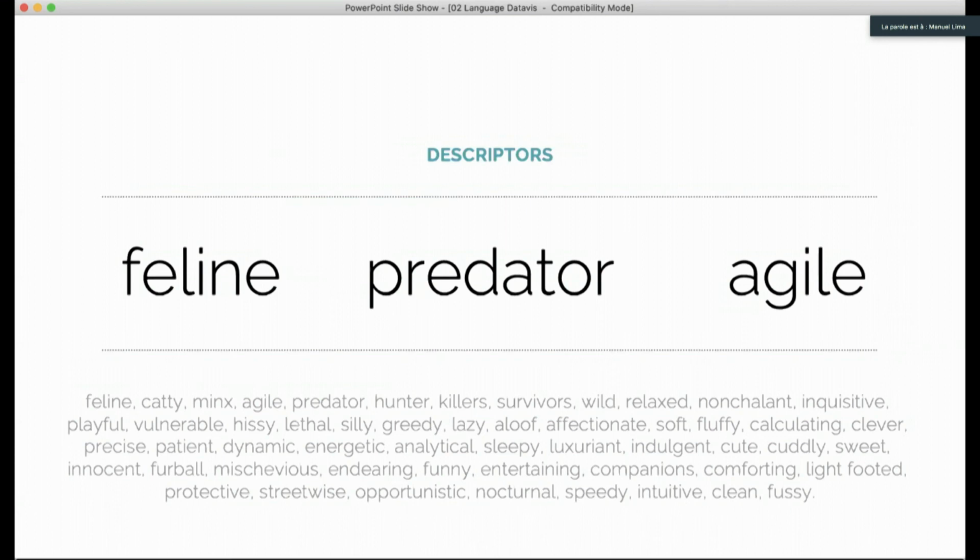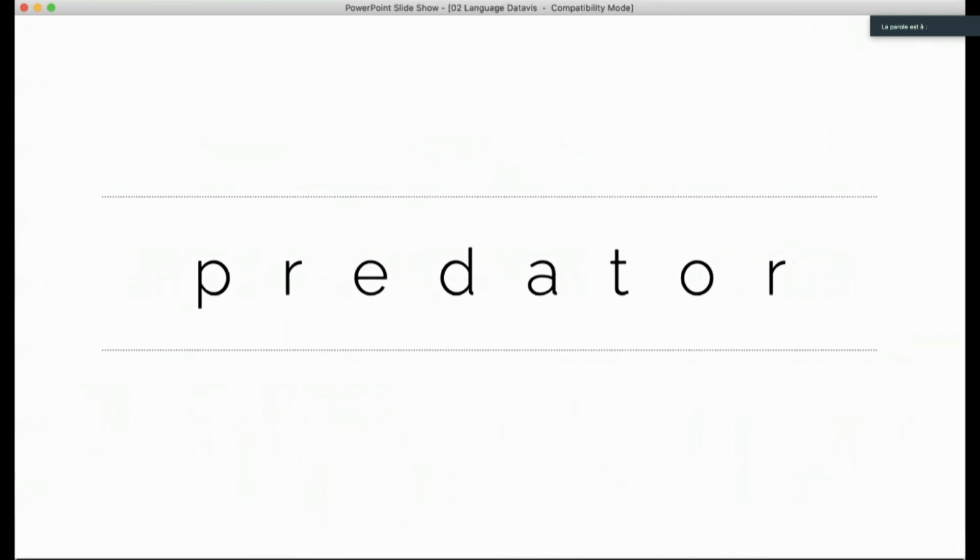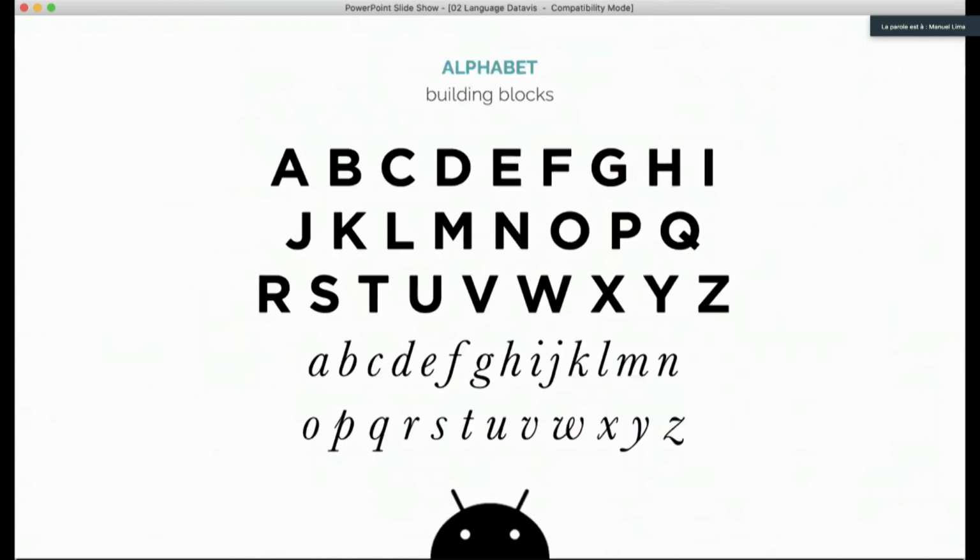So if you think about a cat being vulnerable and patient, but also being dynamic and energetic, they seem like a different animal altogether. And then, of course, using descriptors only makes sense if the alien himself or herself knows how to combine these different letters in a meaningful way. They can understand the specific symbols that you're using, letter P, R, E, D, etc.